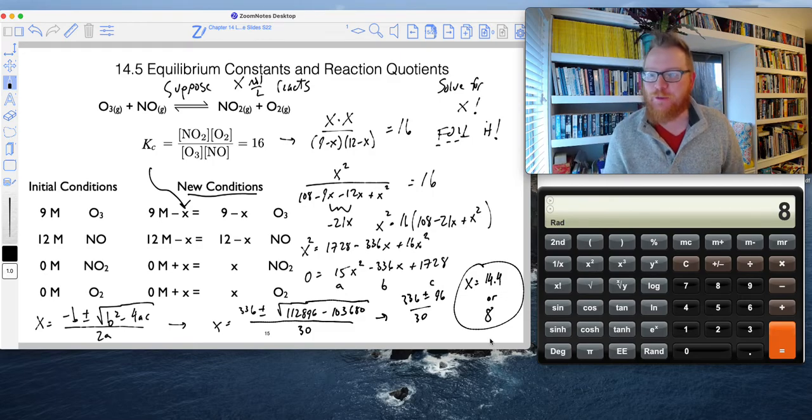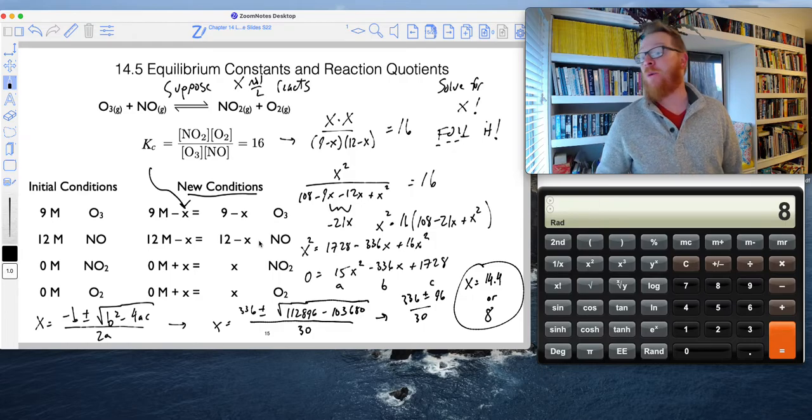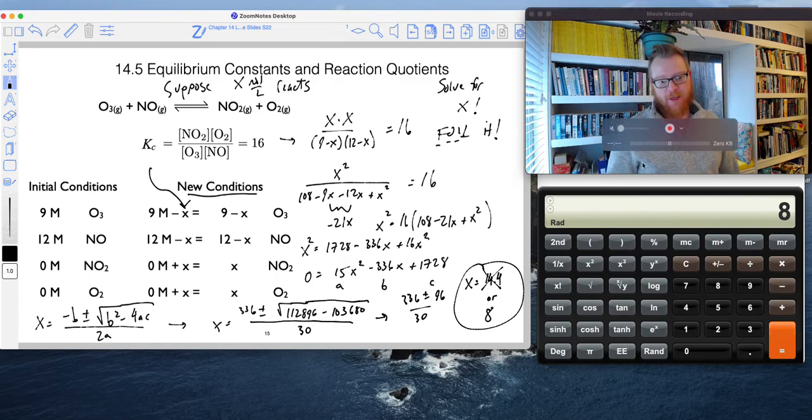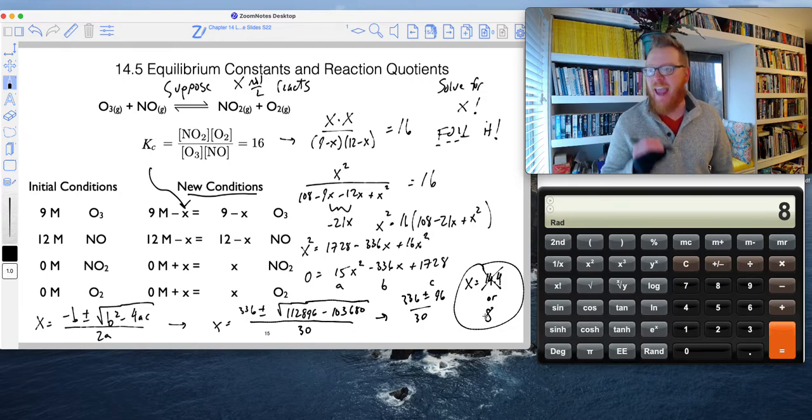We have to remind ourselves, what were we doing in the first place? We're trying to solve the value of x to figure out what these new conditions are. Okay, so hopefully you can see that the answer has to be 8. It can't be 14.4, because if I do 9 minus 14.4 or 12 minus 14.4 up there, then I'm going to get a negative number for my concentration, and that's no good. So the solution has to be 8 because I can't get negative concentrations.